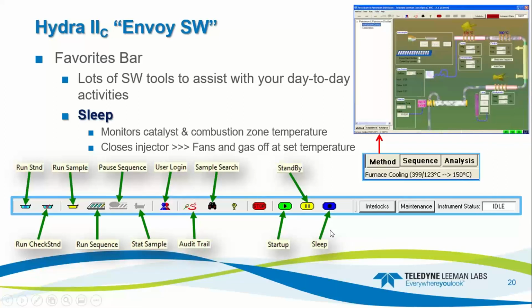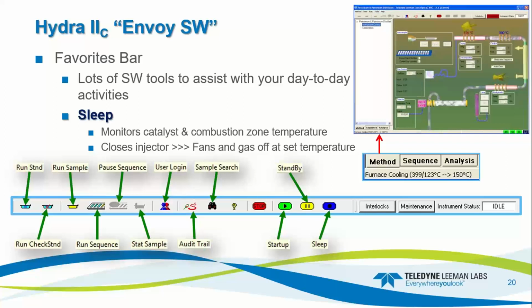It will look for a cool down temperature. I have mine set to 150 degrees C. That's the temperature of the catalyst oven. Once it hits that, it's going to go ahead and turn the gases off inside the instrument, and it's going to put it in sleep mode, close the injector, and so forth. This is really important because it preserves the integrity of the catalyst.